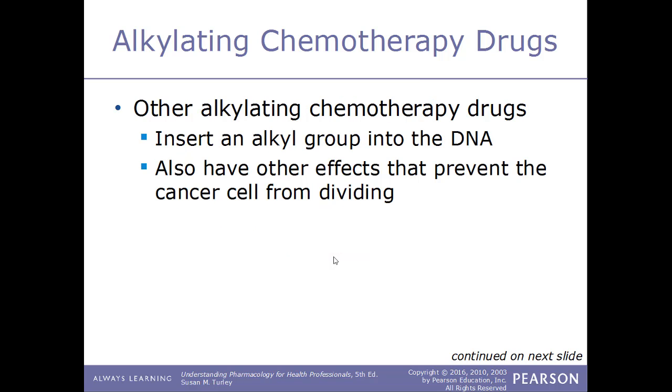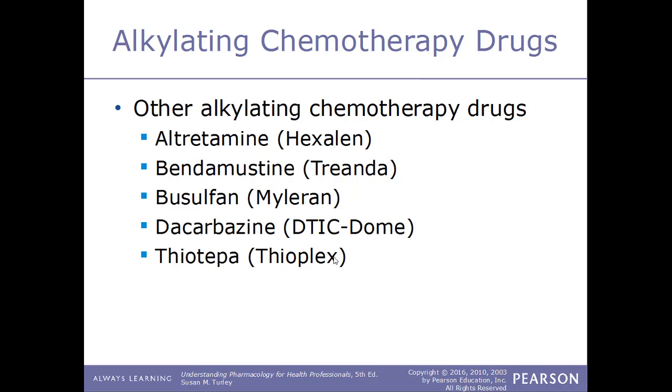Now, there are other examples of other alkylating chemotherapy drugs. These all work in the same manner. They insert an alkyl group into the DNA, but they also have other effects that prevent the cancer cell from dividing. Some of these other alkylating chemodrugs would include altretamine, also known by its trade name Hexalen, bendamustine, known by its trade name Treanda, busulfan, known by its trade name Myleran, dacarbazine, known by its trade name DTIC-Dome, and thiotepa, known by its trade name Thioplex.